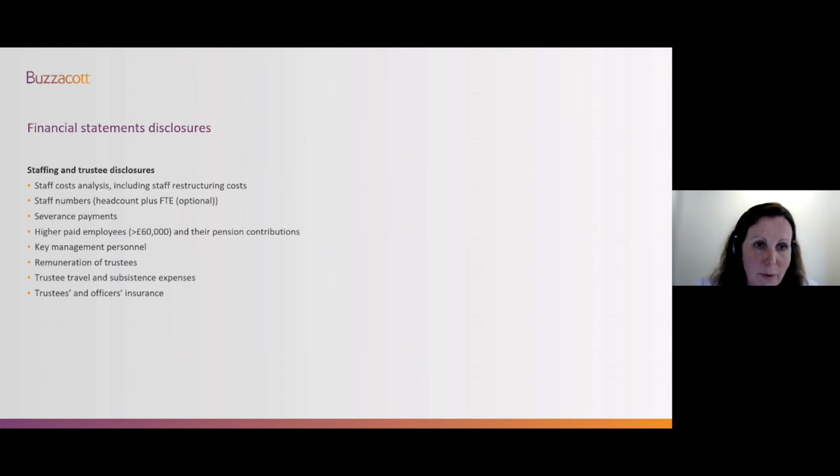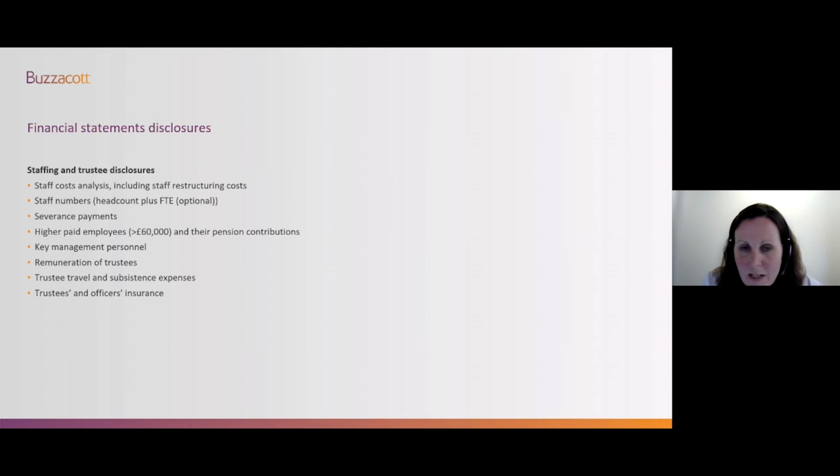For key management personnel, this is total remuneration, so includes employers' pension and includes employers' NI. And then for remuneration of trustees, so this is, for example, if the CEO is a trustee, it's the remuneration, salary, plus the employer's pension contributions. So each one of these disclosures is slightly different in requirements. So really just make sure you're clear on that.